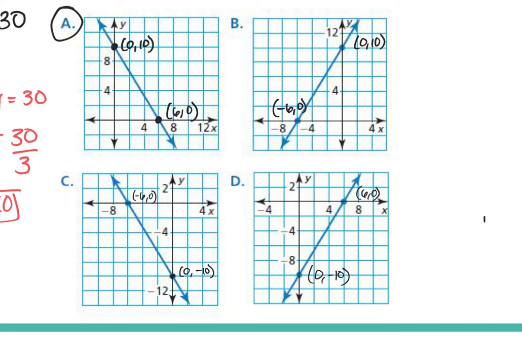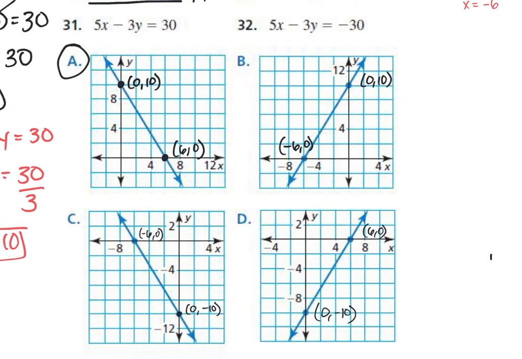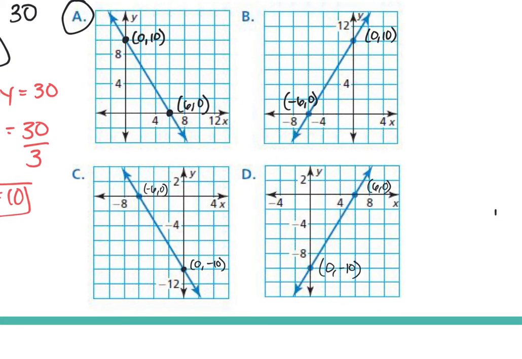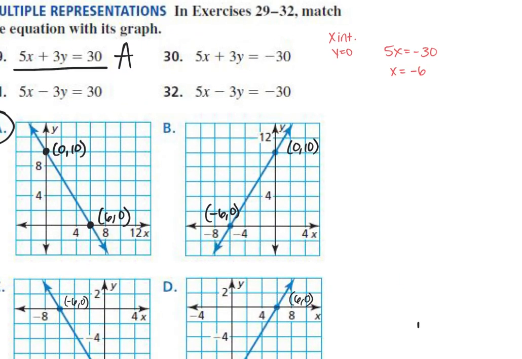Nina? B and C. Very good. Now, we don't know which one it is because we have to find out the y-intercept, okay? But as long as we're on the same page that it can only be B or C, that's good, okay? Now, let's go ahead and find the y-intercept.